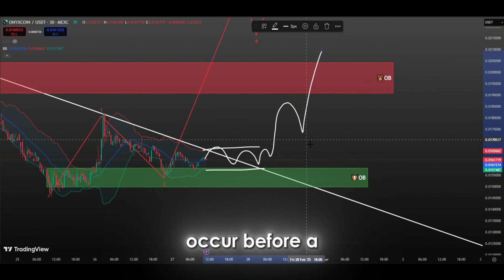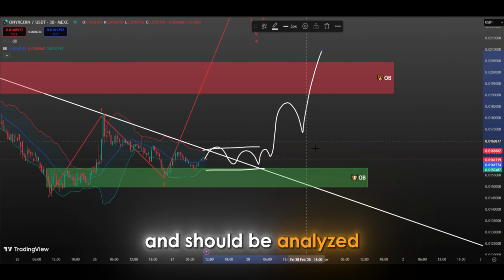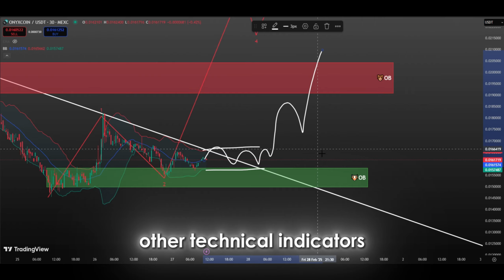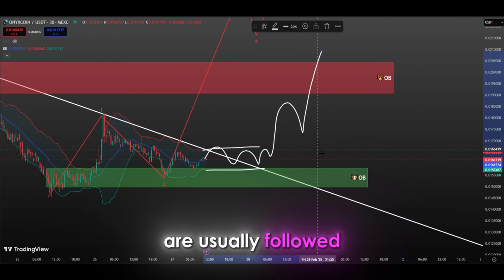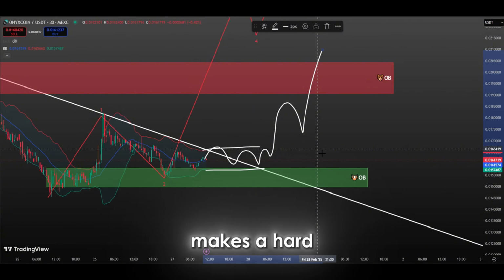Pinch periods usually occur before a major price move and should be analyzed in conjunction with other technical indicators to determine which way the price will break. Such band narrowings are usually followed by a strong move, and the price makes a hard breakout either to the upside or to the downside.